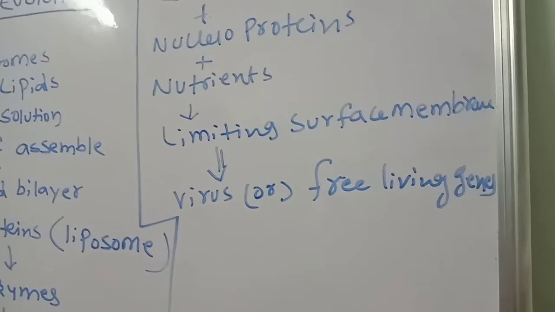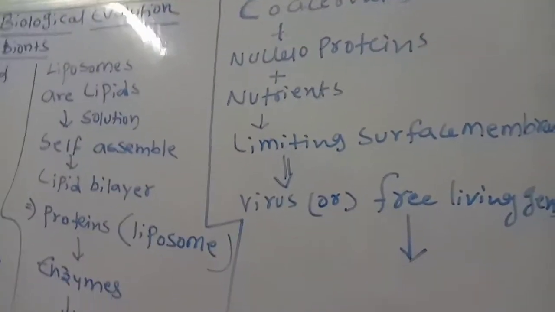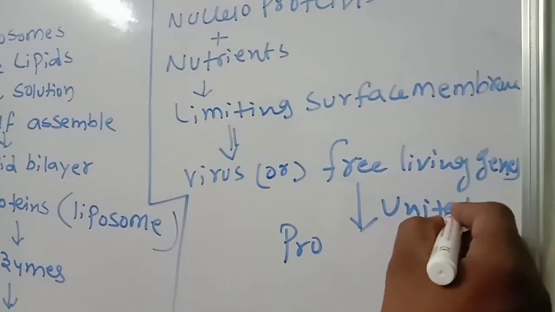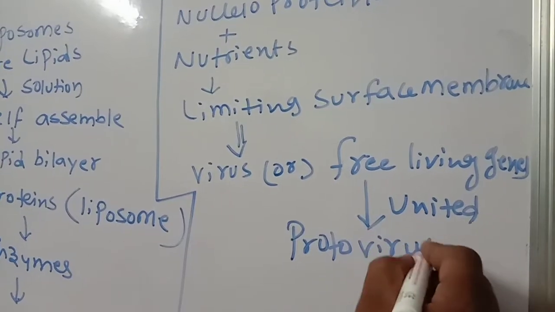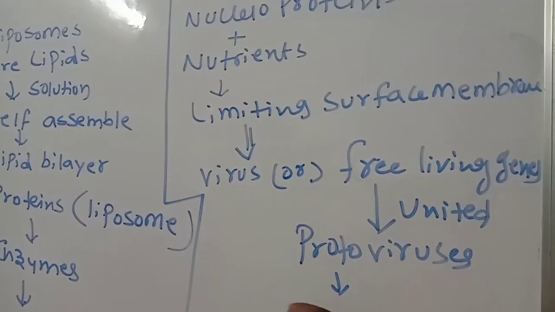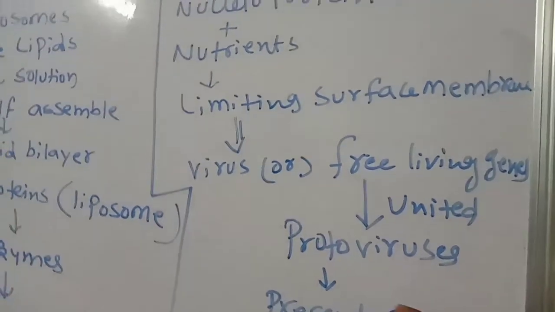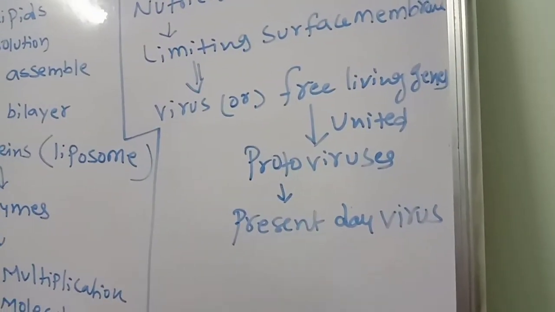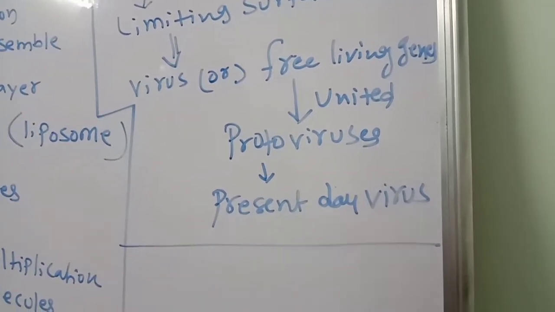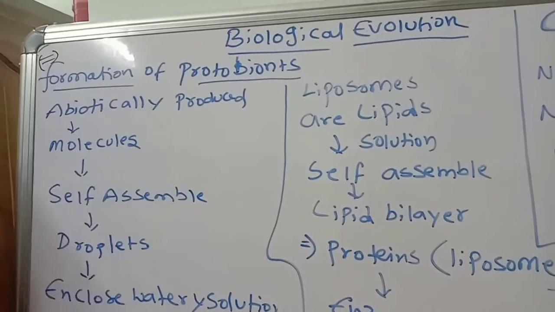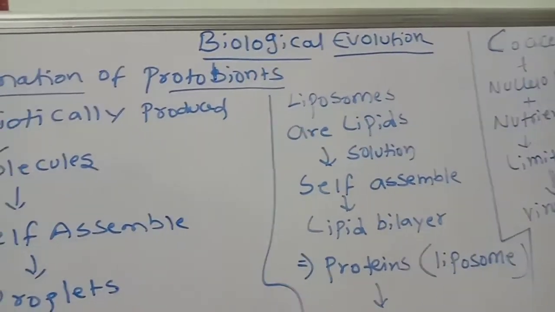You should remember these points. These free living genes united to form protoviruses. Later, in present day, they converted into, or became similar to, present day viruses. So this is one category. Observe carefully what we discussed. Already we discussed this topic yesterday, but again we are recollecting the information.